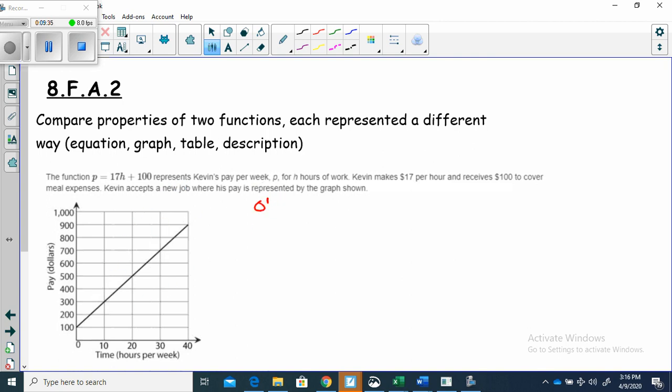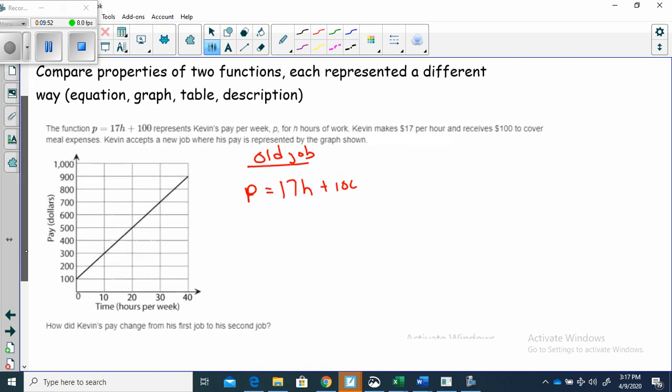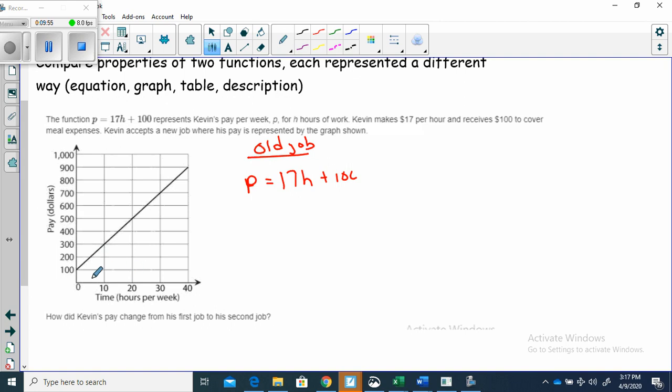So let's put the equation for the old job here. Old job: P is equal to 17H plus 100. Now, let's see what they're going to ask us about the two. How did Kevin's pay change from his first job to his second? So this is his old job, and this is his new job, his second job. How does it change from the old job to the new job?